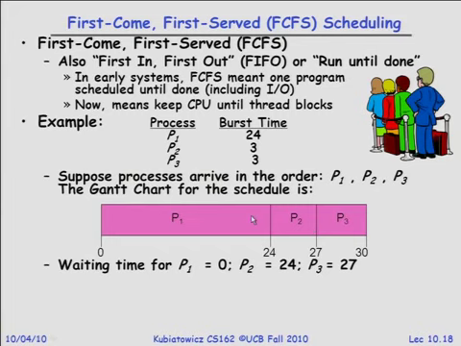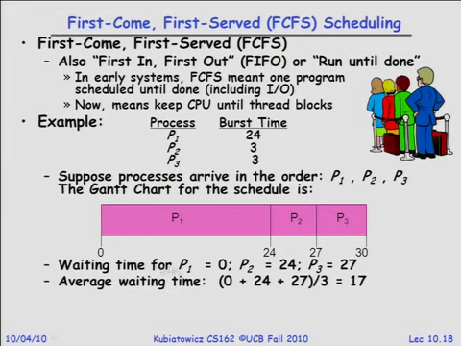Okay, is everybody with me? So what's the average completion time? Well, the average waiting time here for everybody is that P1 waits 0, P2 waits 24, P3 waits 27. The average over 3 is about 17. So what we've got here is an average waiting time of 17.